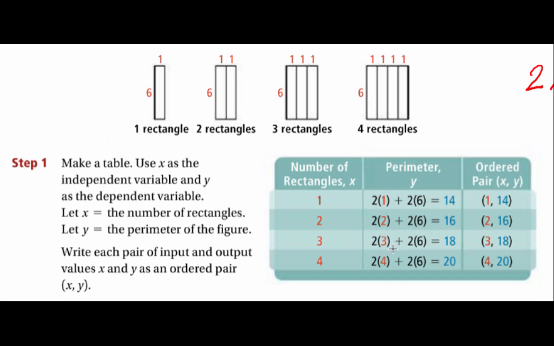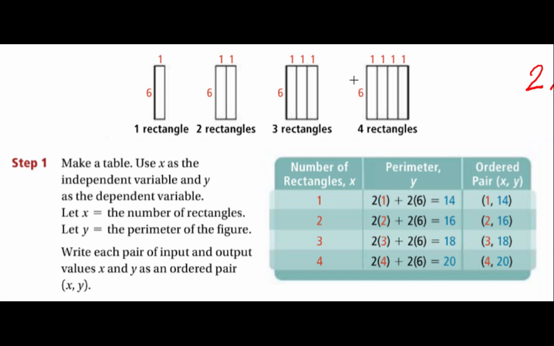And so on, 3 rectangles: 2 times 3 plus 2 times 6 is 18. 3 rectangles in the figure generates a perimeter of 18. And 4 rectangles: 2 times 4 plus 2 times 6 equals 20. 4 rectangles generates a perimeter of 20.